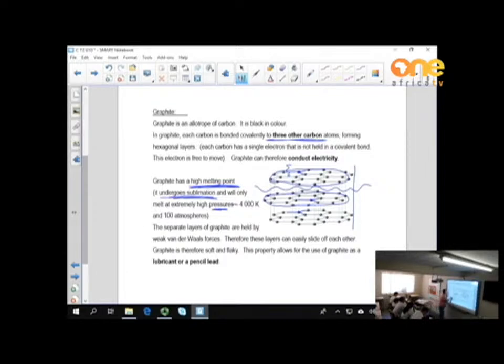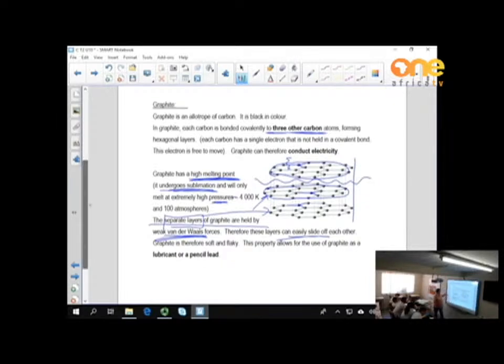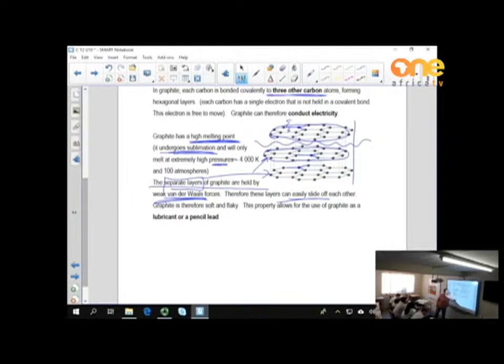Look at the separate layers of graphite. In other words, that layer and that layer are held by weak van der Waals forces. So the layers can slip off each other. They can easily slide off each other. Therefore, graphite, in that sense, is soft and flaky. But the soft and flakiness refers to the layers sliding off. It does not refer to breaking up a layer. Because it's soft and flaky, the layers can slide off.